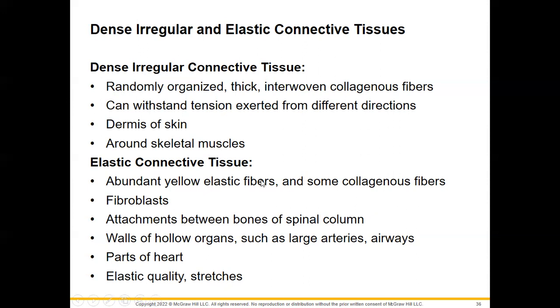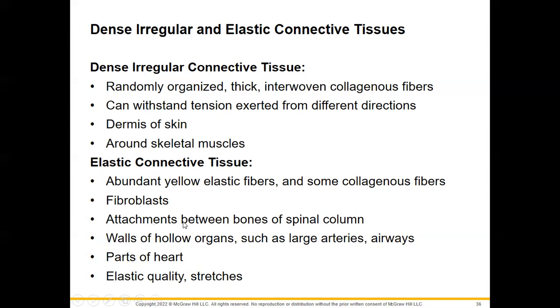Elastic connective tissues. These are going to be your abundant yellow elastic fibers. You're going to have a few collagenous fibers, but not as much, which is why it's considered elastic connective tissue instead of collagenous tissue, because there are more elastic fibers. You're going to have lots of fibroblasts producing these cells.